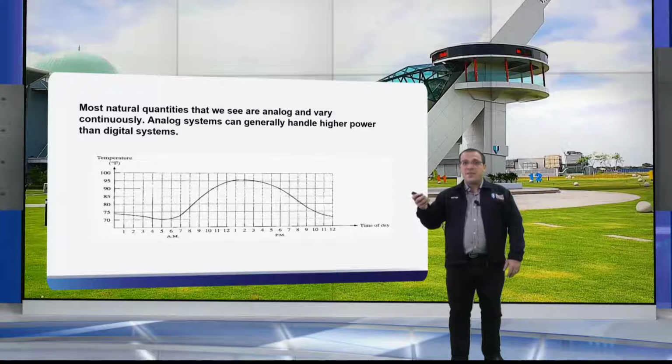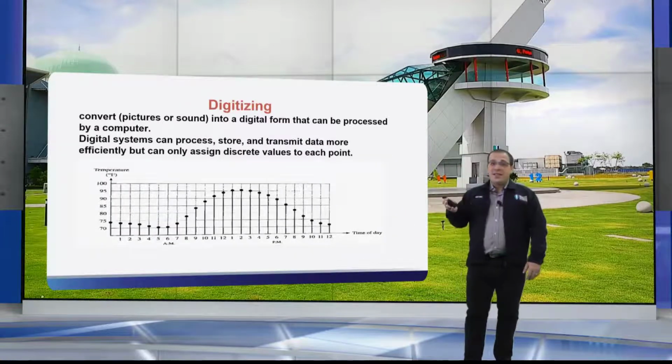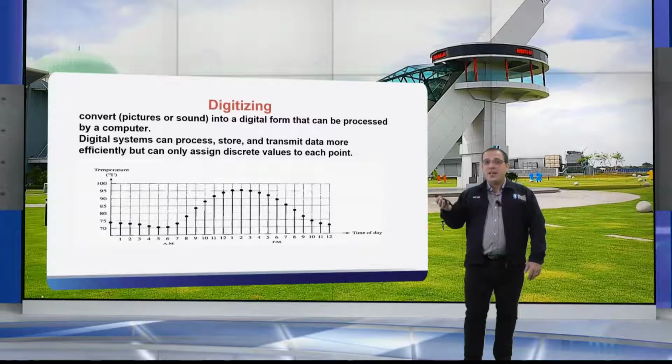An analog system can generally handle higher power than a digital system. This is just in general when we say that it's analog. Analog usually can accept high power, and they are always continuous. When we speak about digitizing, as you see, we are taking samples of the continuous parameter, converting a picture or sound or any other physical value into digital. That means we can change it to numbers.